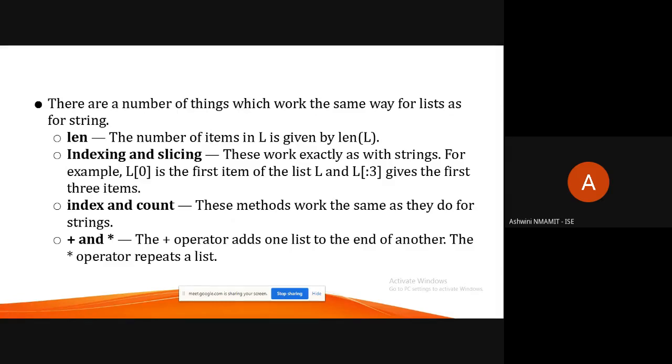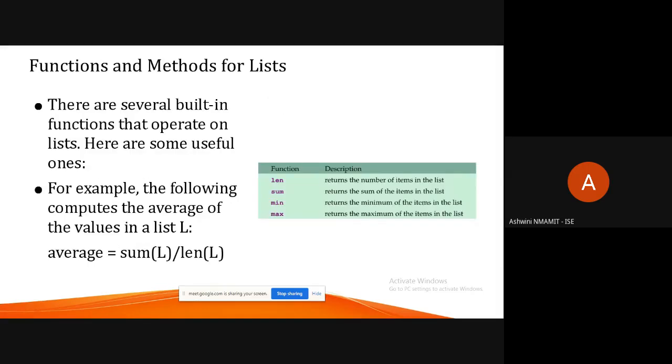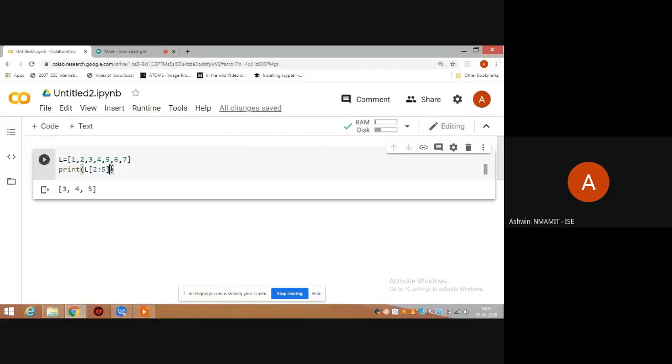Similarly, the count and the plus and the star operators. Plus is used to concatenate two lists. Star is used to repeat the list. That is also possible. If I need to find the length of the list, then I can just give len of L, and that will give me the number of elements in the list.